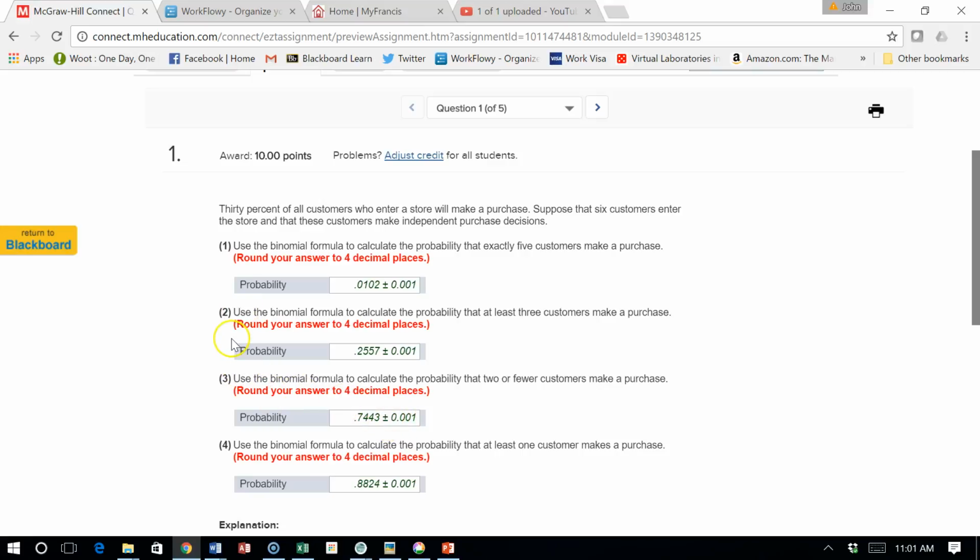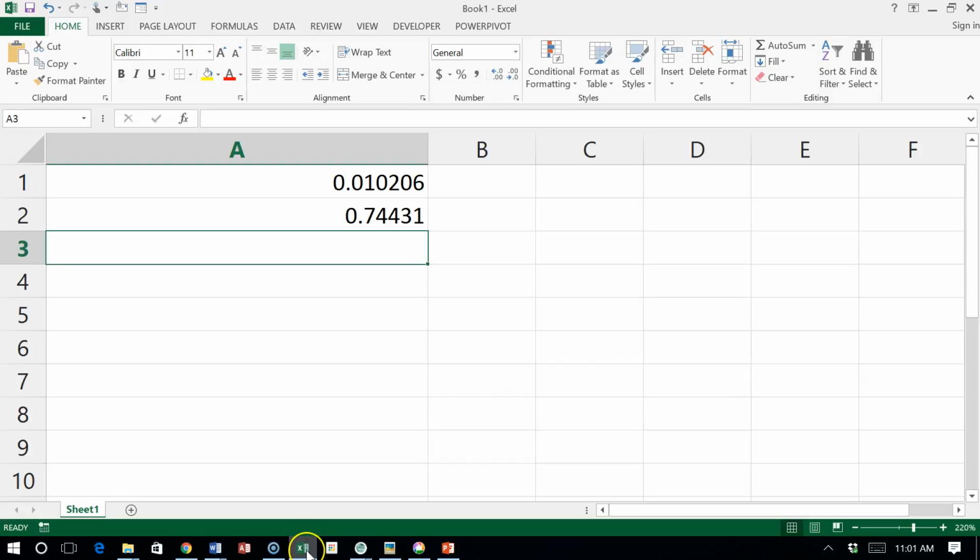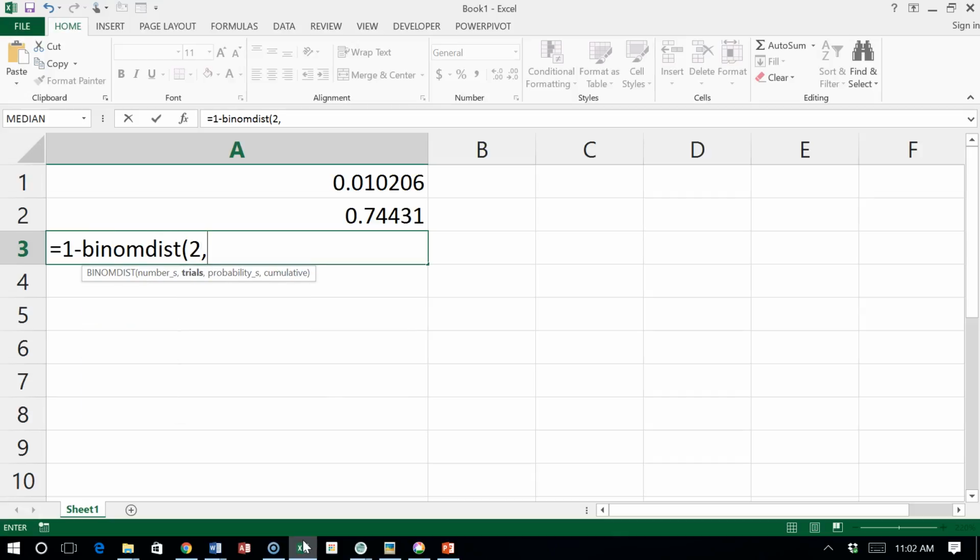Now, let's go back to number 2. It says use the binomial formula to calculate the probability of at least 3. So we're looking for 3 or more. Well, we don't have a flag to do "or more," but we do know that the probability of all 7 outcomes is equal to 1. So if we do 1 minus binom dist and subtract out 2 or fewer, we're going to be left with 3 or up. So follow that logic.